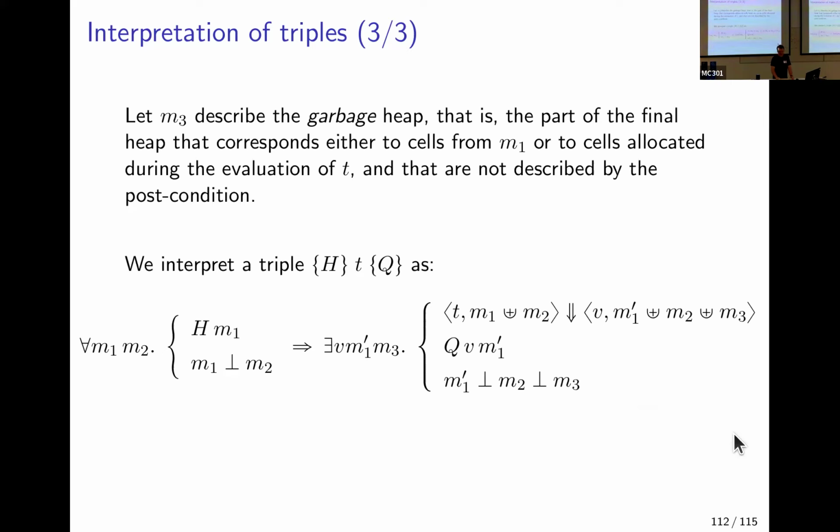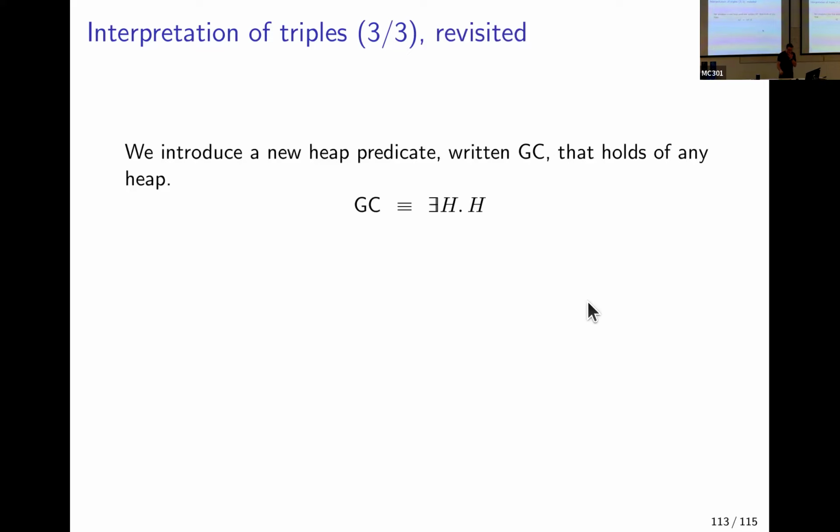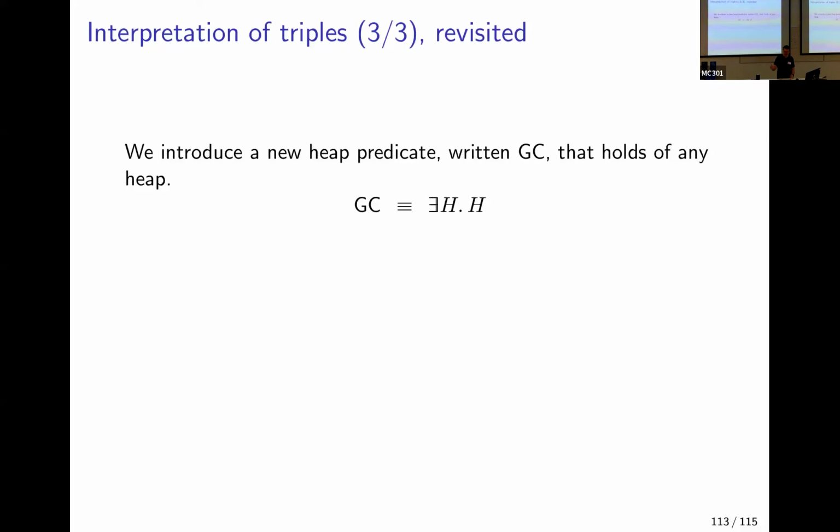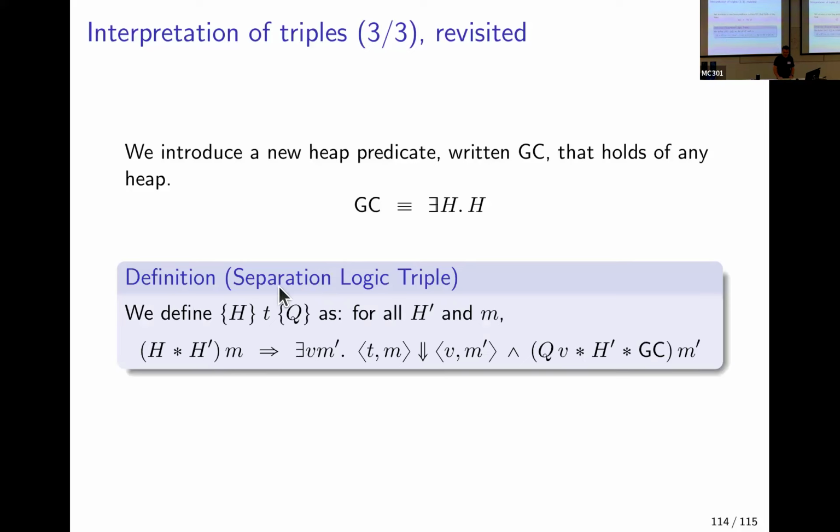So we can repackage things a little bit. We'll introduce a new heap predicate called GC, like garbage collection. GC is defined as there exists H, a heap predicate, such that H. And so that satisfies every heap, because H could be just the heap itself, like lambda M, true. And so our separation logic triple can become a bit more concise, like this.